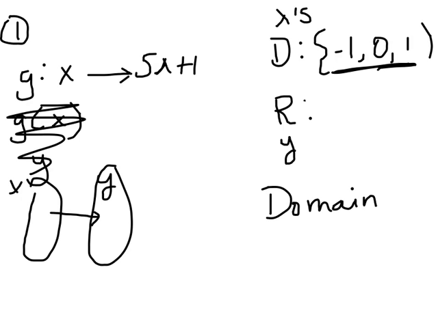Range stands for the y's. And you could list your answers as you plug each one of these things in. So for instance, if I wanted to say g of negative 1 in this notation that they're giving me, they could put g of negative 1.